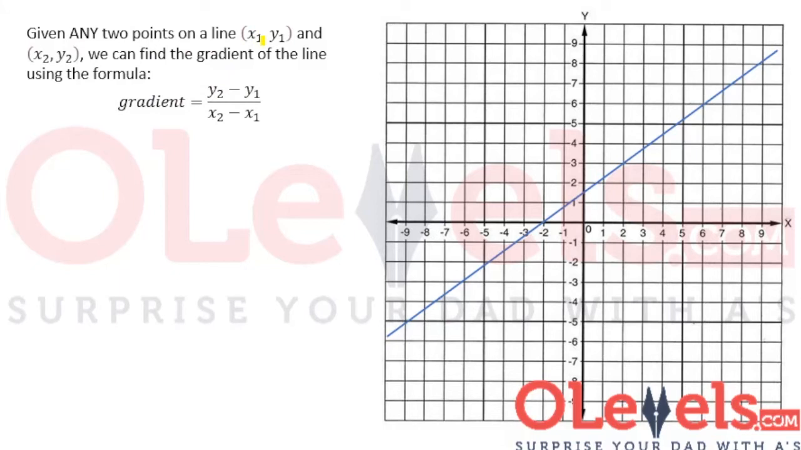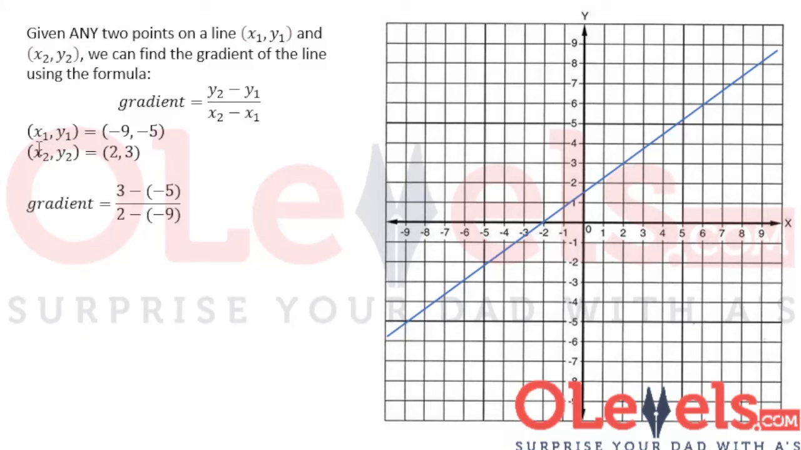What exactly are x1, y1 and x2, y2? Well, they are any 2 points on the line. We can choose any 2 points on the line. So I am going to firstly choose the point minus 9, minus 5, and I'm going to call that x1, y1. Secondly, I am going to choose the point 2, 3, this point right here. So this was the first point I chose, and this is the second point. And using these 2 points, we can then find the gradient.